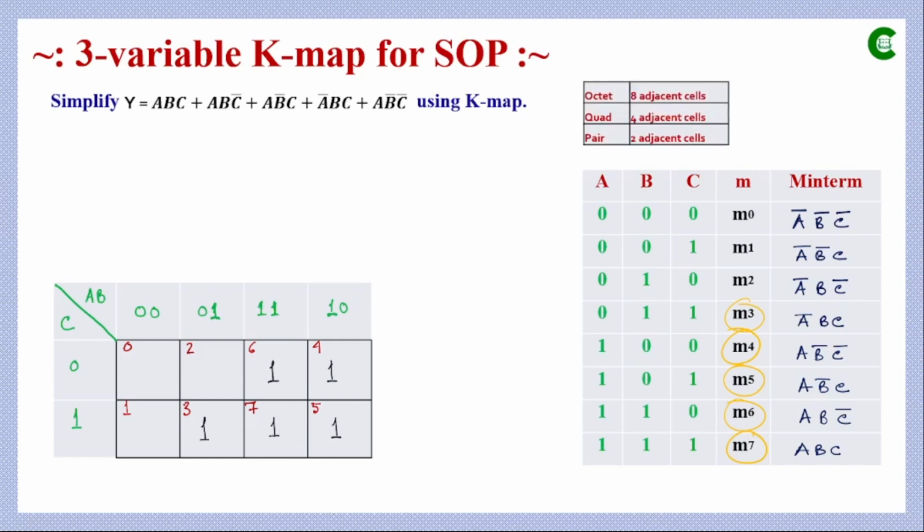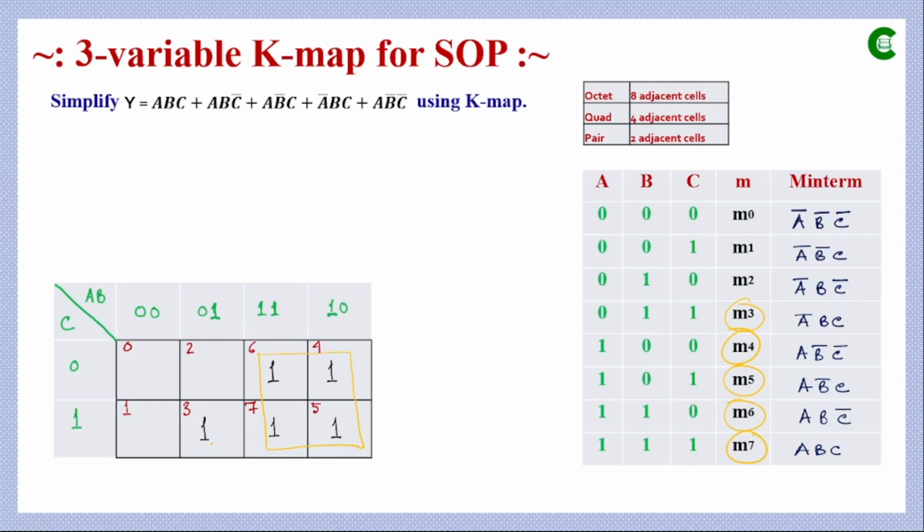So first we'll check for octet, but since we have only 5 minterms, octet is not possible. Then we will go for quad. So here quad is possible. As we can see, we have these 4 adjacent cells, so they can form a quad. And then we will see whether any more quad is possible or not. No, it is not possible, because apart from these 4 cells or ones, we don't have any more set of 4 adjacent cells. Then we will see whether any pair is possible or not.